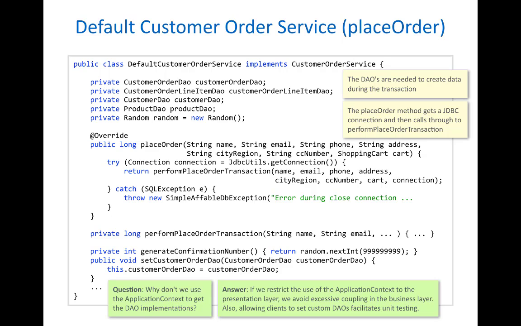Here's the implementation of the placeOrder method. The DAO objects are needed because we need their create methods. The placeOrder method simply gets a JDBC connection and calls through to the performPlaceOrderTransaction method. You might wonder why the application context is not used to initialize the DAO variables. We generally restrict the use of the application context to the presentation layer. Using it here in the business layer would lead to unnecessary coupling between components.